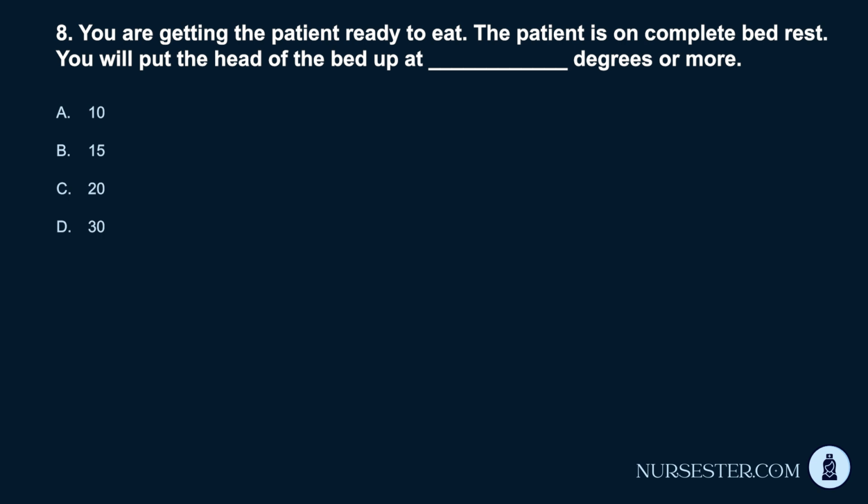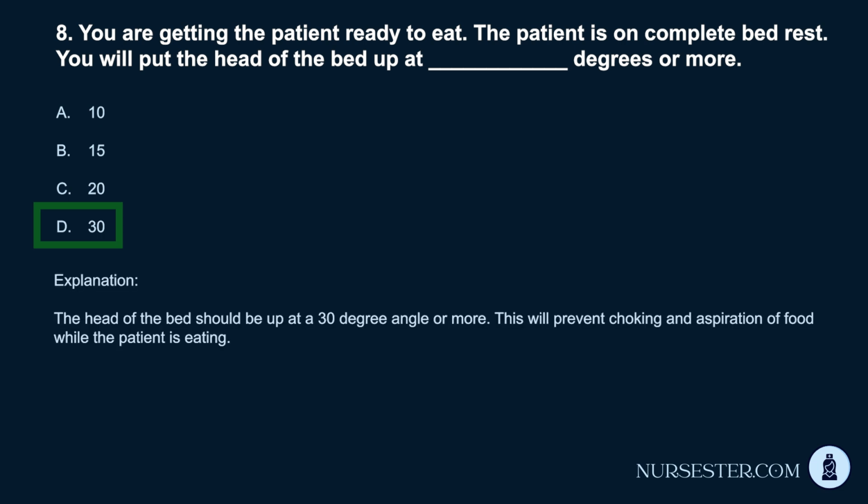A. 10. B. 15. C. 20. D. 30. Correct answer, D. 30. The head of the bed should be up at a 30-degree angle or more. This will prevent choking and aspiration of food while the patient is eating.